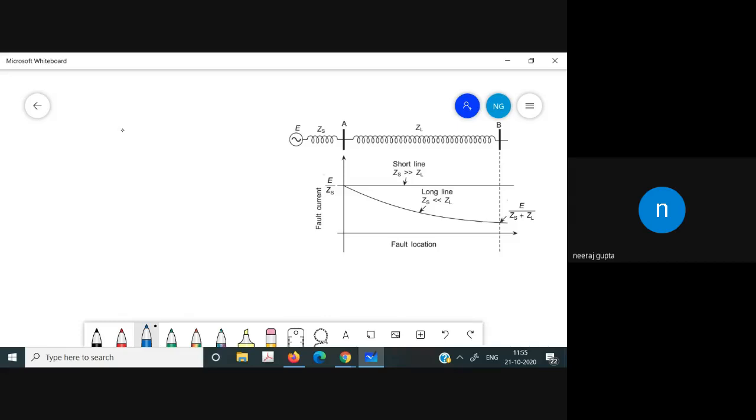Okay. So first we have to discuss the choice between the DTOC and IDMT relays, which we discussed in the last lecture. In this lecture, we will see the choice between the DTOC and the IDMT relays.